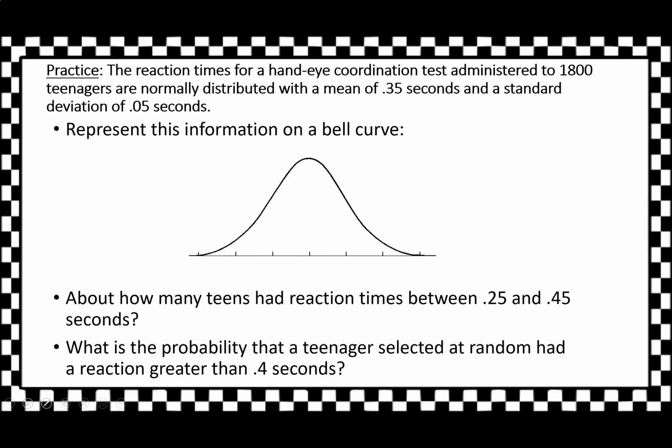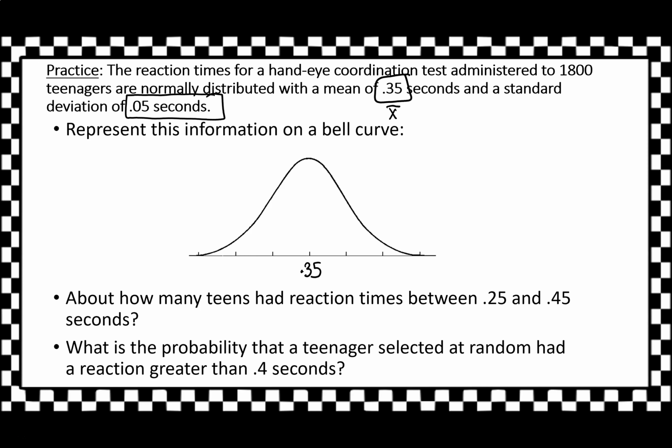All right, next question. Getting a little bit harder. The next question says, the reaction times for a hand-eye coordination test administered to 1,800 teenagers are normally distributed with a mean of 0.35 and a standard deviation of 0.05. They'd like me to represent this information on the bell curve. Let's do it. So if I have a mean, or an x bar, of 0.35, I'm going to go ahead and put that right in the middle.